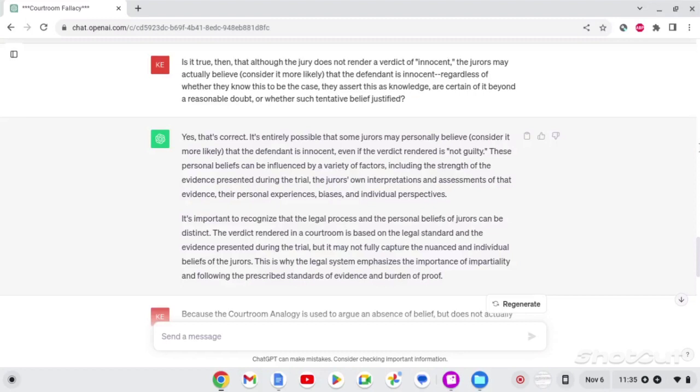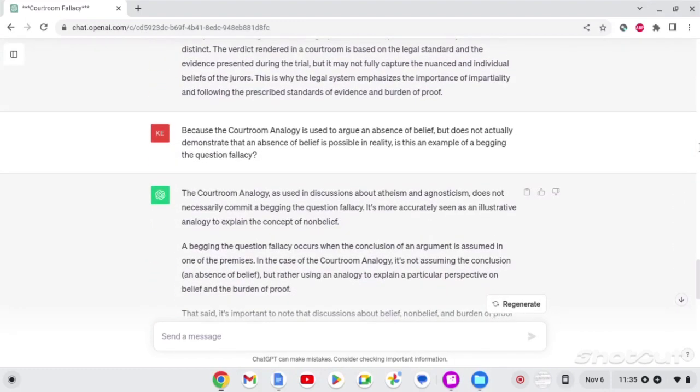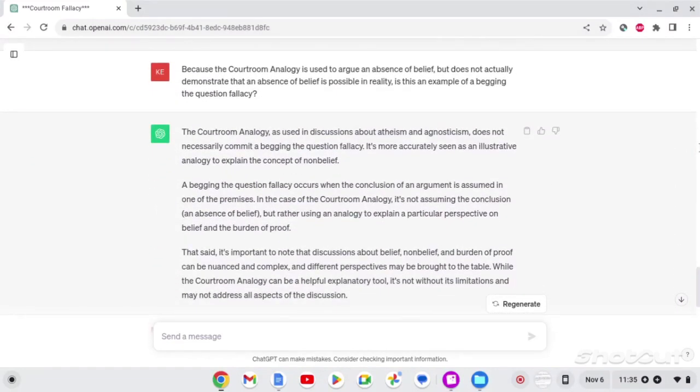This is why the legal system emphasizes the importance of impartiality and following the prescribed standards of evidence and burden of proof. I then ask, because the courtroom is used to argue an absence of belief, but does not actually demonstrate that an absence of belief is possible in reality, is this an example of begging the question fallacy? And the answer is, the courtroom analogy, as used in discussions about atheism and agnosticism, does not necessarily commit a begging the question fallacy. It's more accurately seen as an illustrative analogy to explain the concept of non-belief.